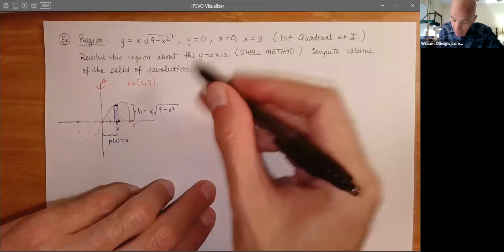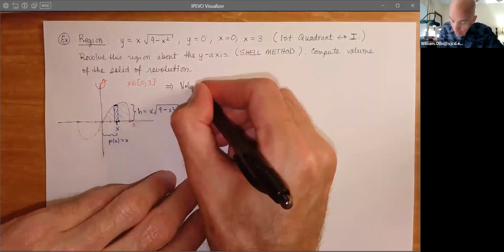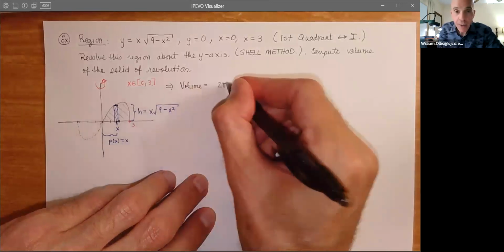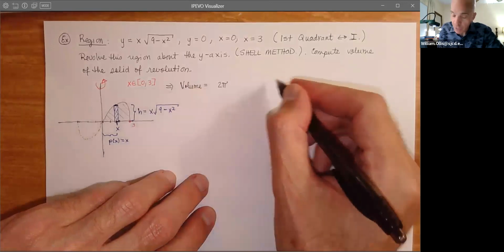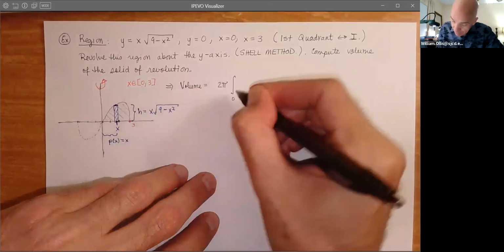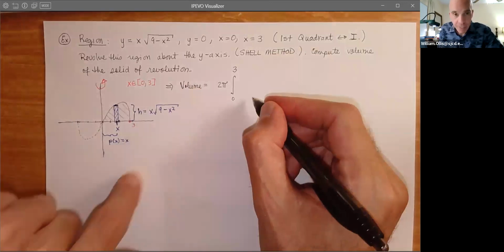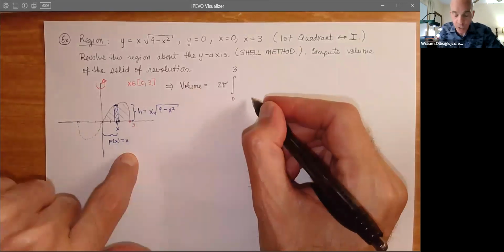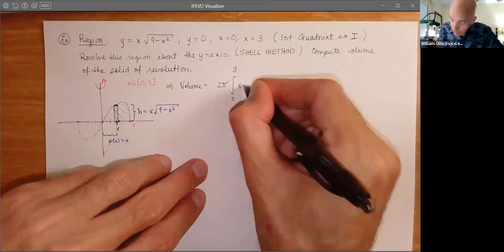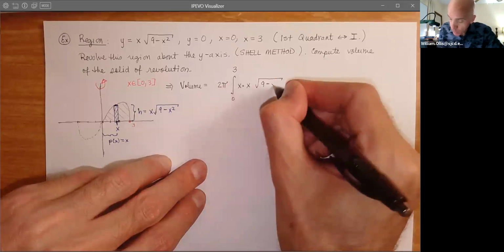So now when you look at this, the volume of the solid of revolution. Remember, we had that concomitant 2 pi from the difference of the shells, so to speak, 0 to 3. And then we have the p times the h, that is the distance to the axis of revolution times the height of the strip. So this will be x times x square root 9 minus x squared dx.